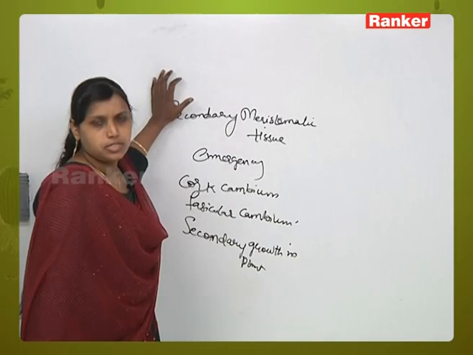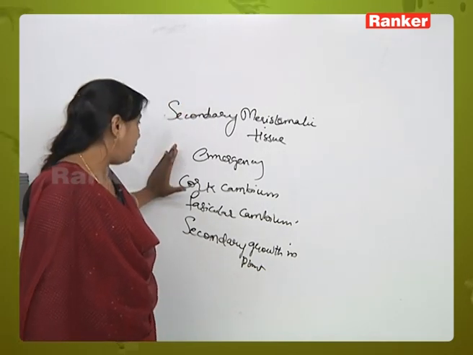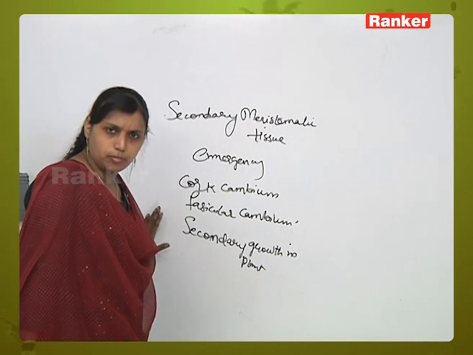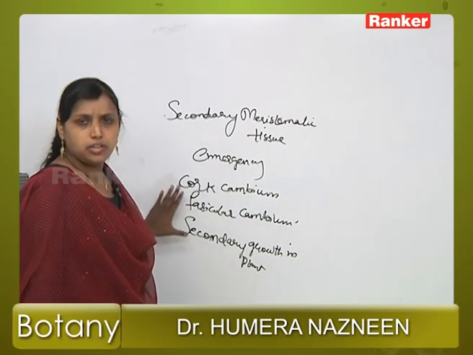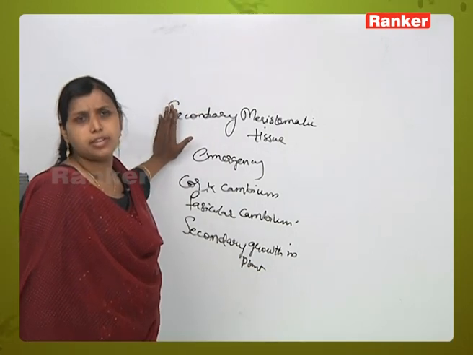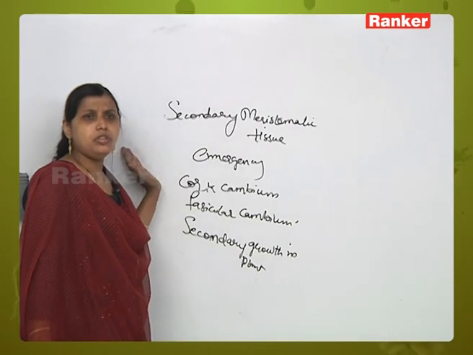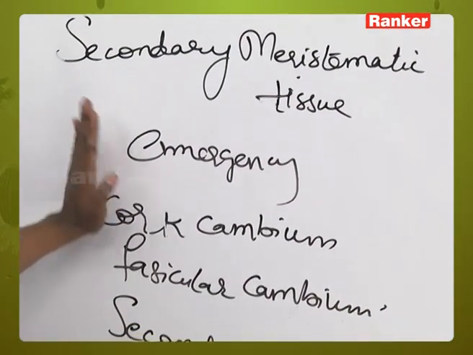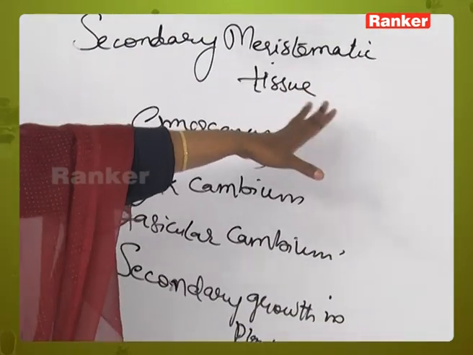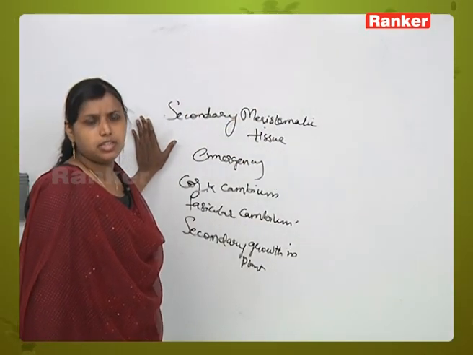A type of meristematic tissue which is helpful at the time of emergency, and it will be present towards the lateral side of the body, and it will be helping the plant for its secondary growth. This type of tissue is called secondary meristematic tissue. So till now we have studied about primary meristematic tissue, apical meristem, intercalary and lateral meristem. Next you have the secondary meristematic tissue which will be helping in the healing of the wounds.